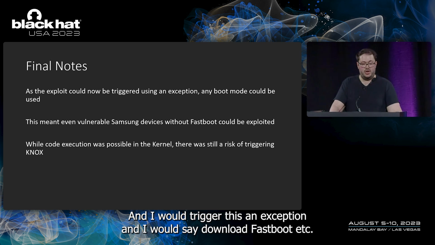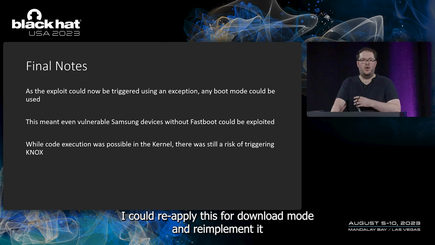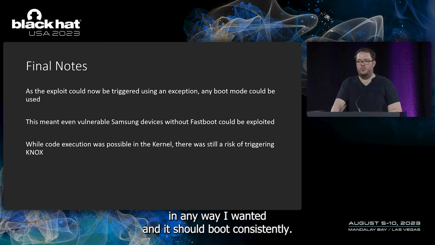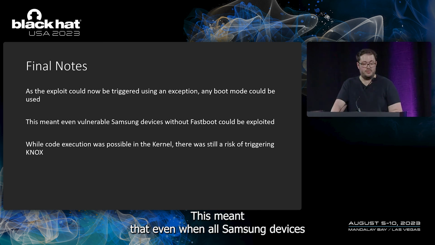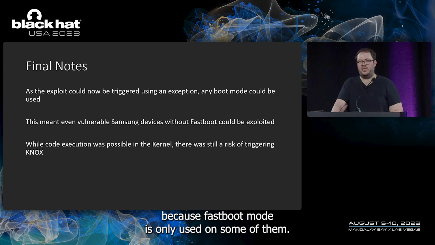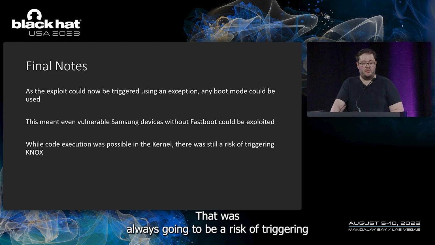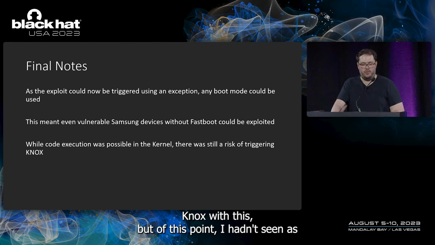As the exploit can now be triggered using an exception, any boot mode, so download, fastboot, etc., could be used. I could re-implement this for download mode. I could re-implement it in any way I wanted, and it should boot consistently. This meant that even vulnerable Samsung devices without fastboot mode could be exploited in the same way, because fastboot mode is only used on some of them. There was always going to be a risk of triggering Knox with this, but at this point, I hadn't seen it.